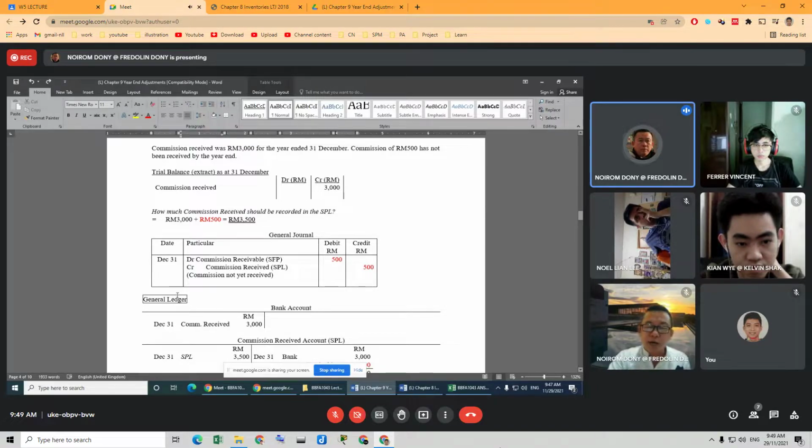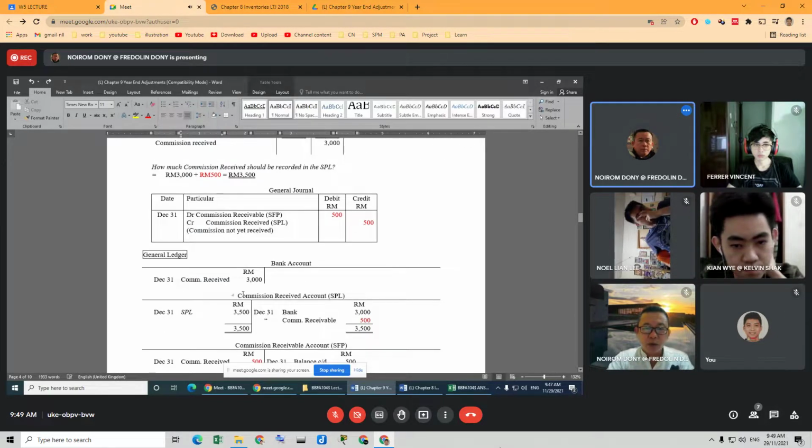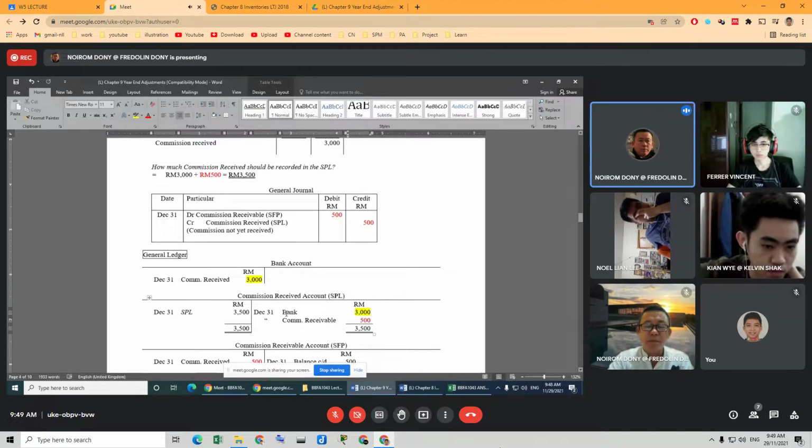Now, in the general ledger, okay, because it's already recorded in trial balance, so you have the existing entry. Okay, that is, we have commission received, and we have the bank account, which is the bank is being debited with 3,000. It's already been recorded there. And then commission received, okay, commission received is being credited for this amount. Okay, so in the bank account, the particular is commission received, and in commission received account, the particular will be bank.